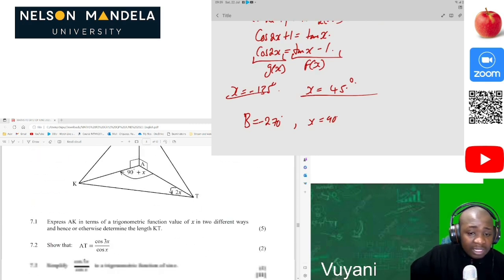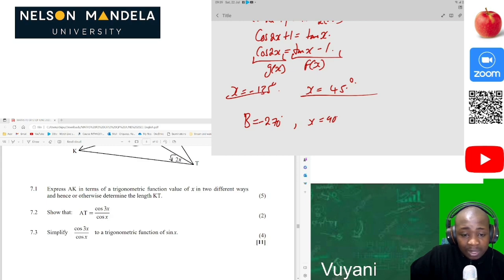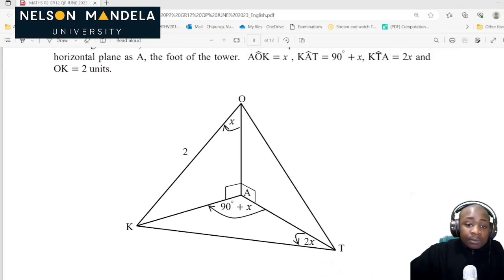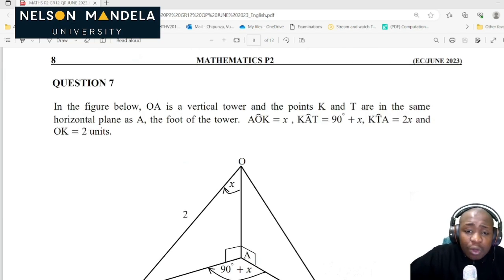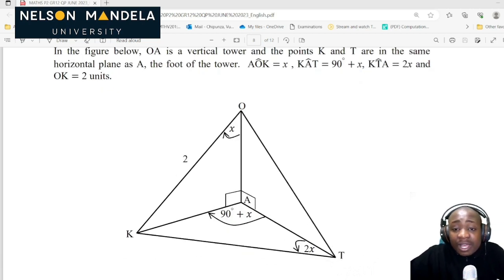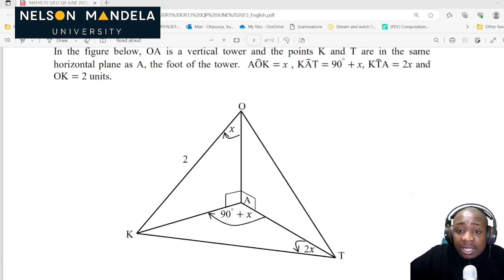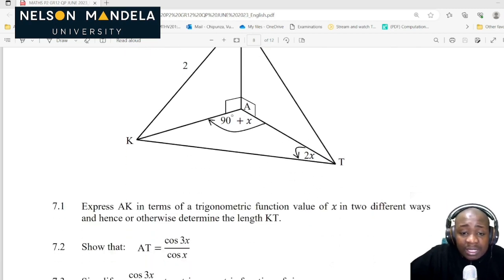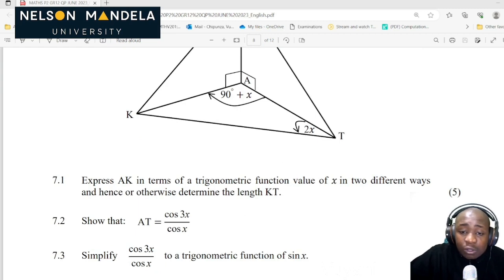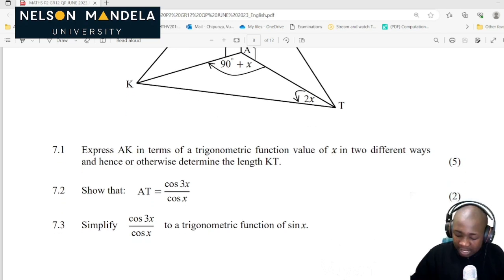Of course, we have the last section, which is quite challenging, but this is not really challenging. Let's just look at it fast. So now in the figure below, OA is the vertical tower and the points K and P are in the same horizontal plane as A. If the foot of the tower, AOK equal to X and that equal to that. Now they are saying express AK. Where is AK? There is AK in terms of the trigonometric ratio value of X in the two different ways, and hence or otherwise determine the length of KT.